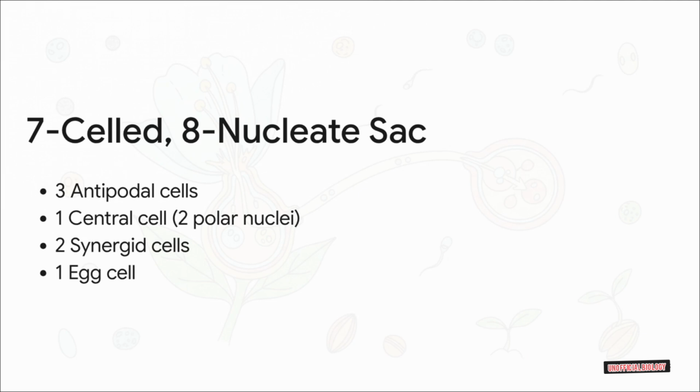Then, smack in the middle, taking up the most real estate, is one massive central cell. But look closely, it contains 2 polar nuclei. That right there is where our extra nucleus comes from. Finally, down at the bottom micropylar end, sits the egg apparatus. 2 synergid cells, kinda acting like bodyguards, flanking one single egg cell. So, 7 cells, 8 nuclei. Memorize this layout, because it's literally the foundational blueprint for everything that happens next.